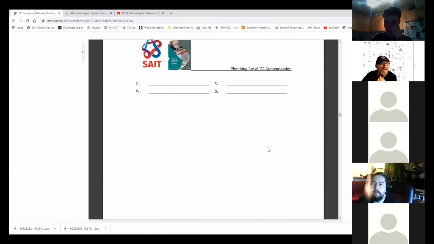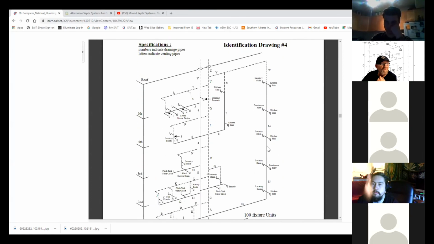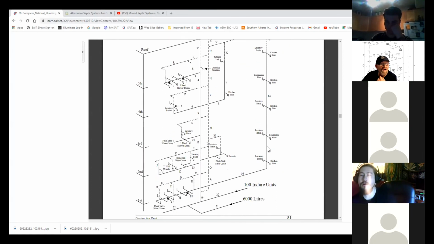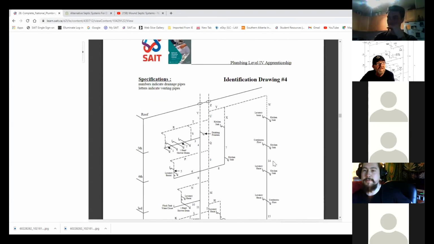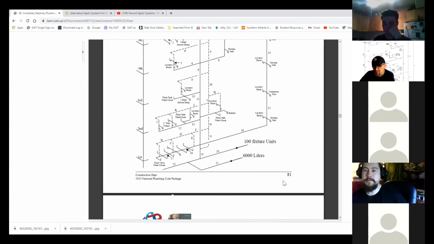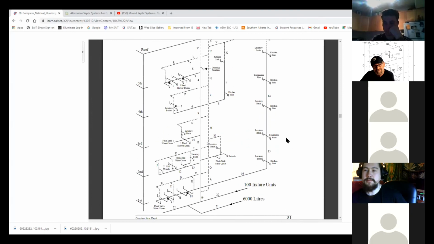And we have run out of time, but identification number 4. I love this drawing. This would be a good drawing to study. I'm not going to tell you the answers on it, but it'd be a good drawing to study. Hint, because it shows quite a few different things on here. We have at least a 5-story building. We've got a multi-story wet vent. We've got circuit vents, everything. That one would be a good drawing to study on page 181 of this setup. Okay?